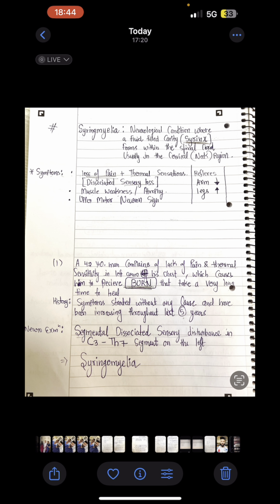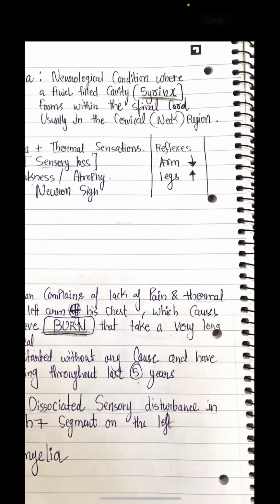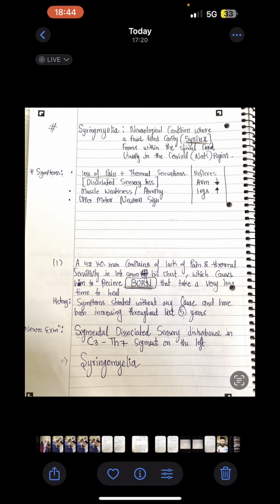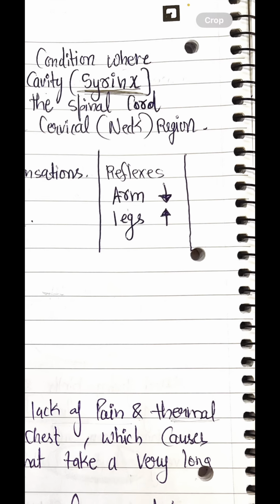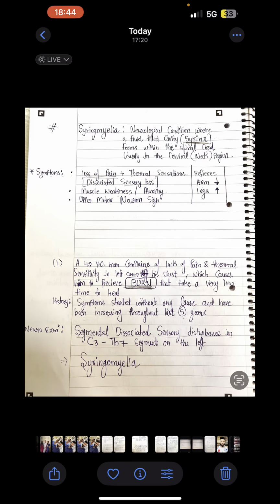Let's see the symptoms. The symptoms are loss of pain and thermal sensations, dissociated sensory loss. As you can see, this is also a sensory problem because a syrinx, a fluid-filled cavity, is there and it is interrupting the sensory system. Muscle weakness is there, atrophy is there, and upper motor neuron signs. I have told you that muscle weakness will be in all the neurodegenerative disorders. In this case, things are a little different from lateral sclerosis or multiple sclerosis. The reflexes will be decreased in the arms and increased in the legs. This is a hallmark finding for syringomyelia.